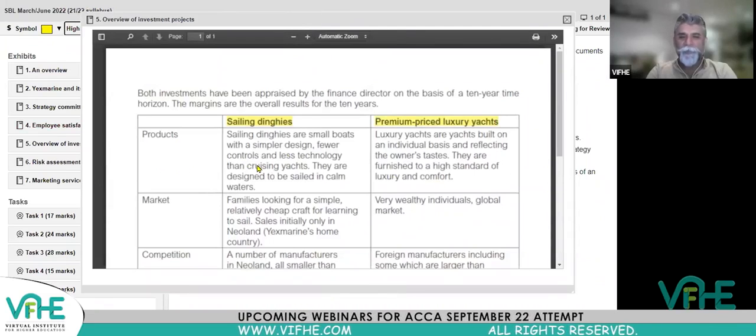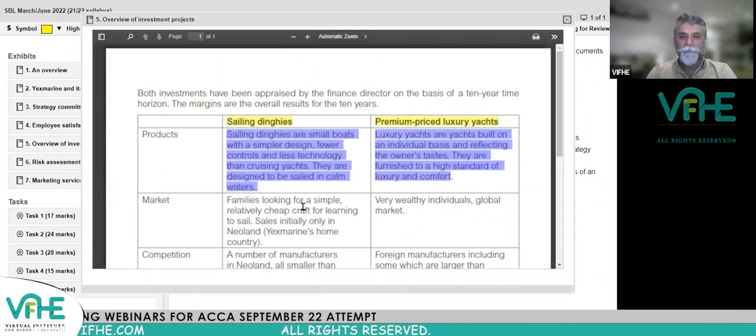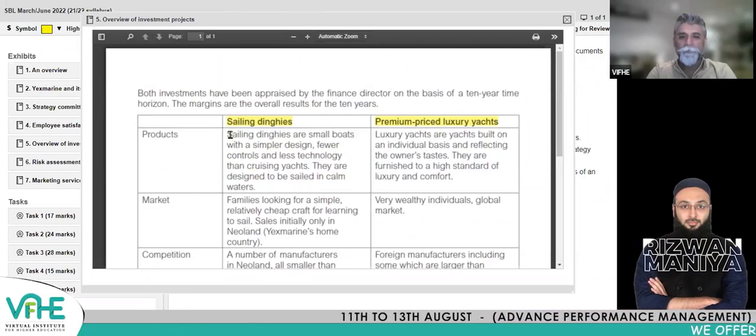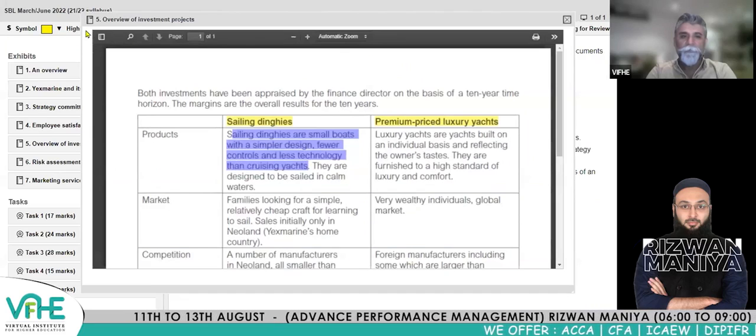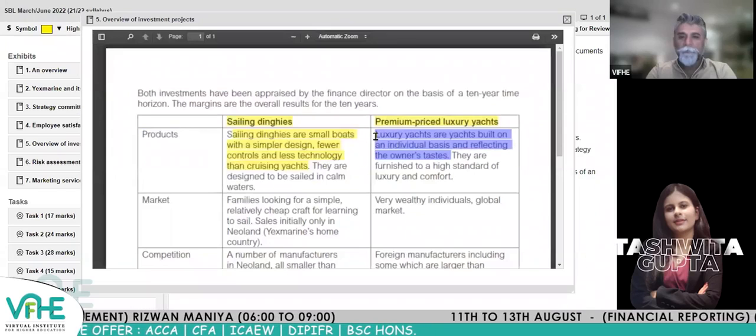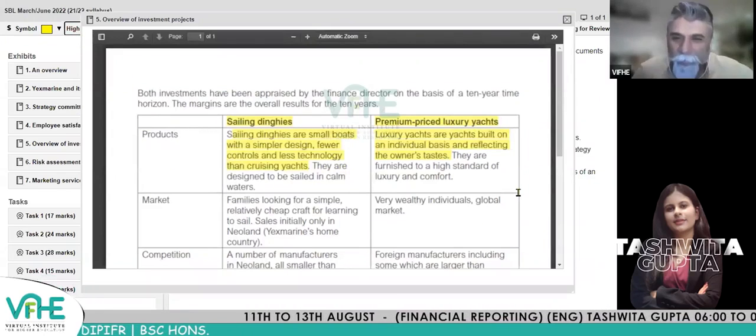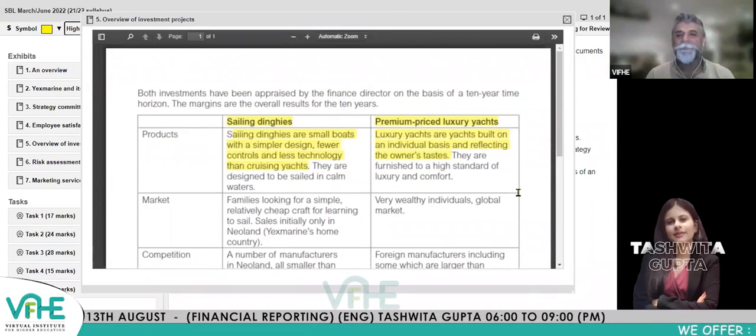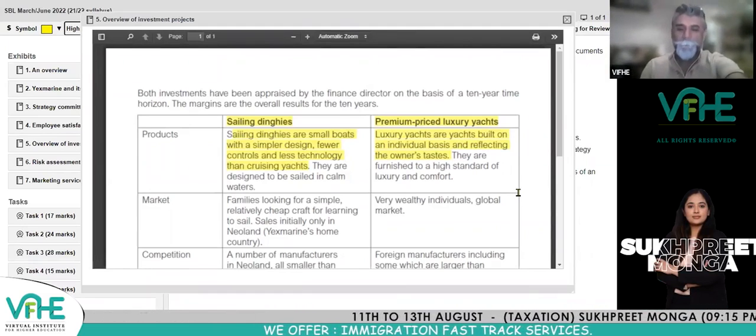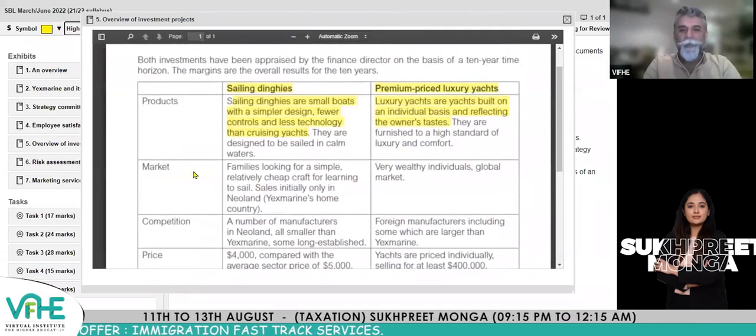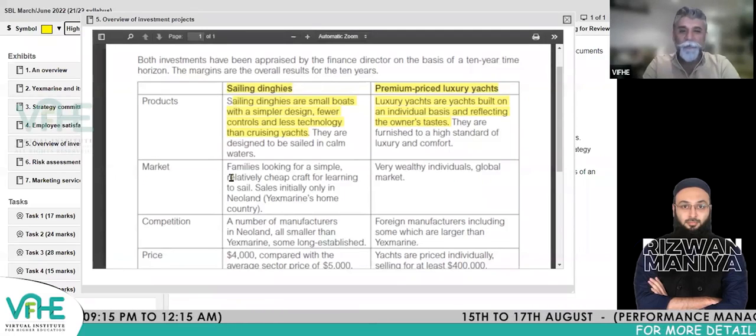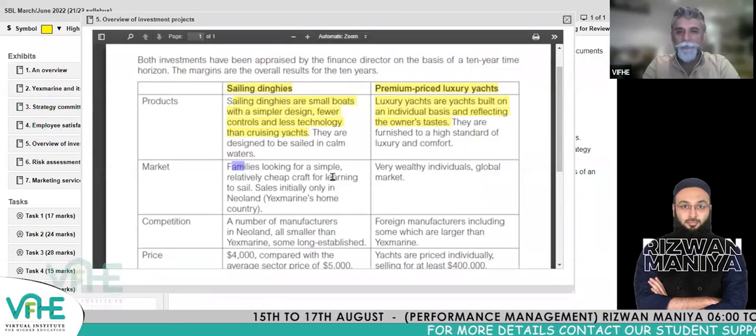So let's look at the product description. Please read the product description from here, these two. Got it? Two very different options. One is we start making dinghies. The other one is we go for premium priced luxury yachts. Market. Market means our target customer, target audience, whom we are going to sell this product to. So who's the market or audience for this product? Please read these two.